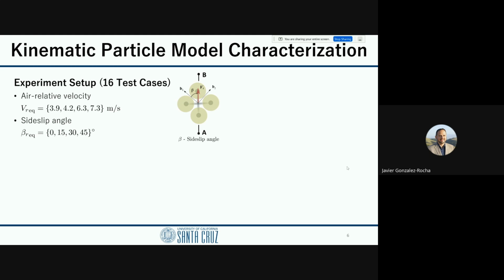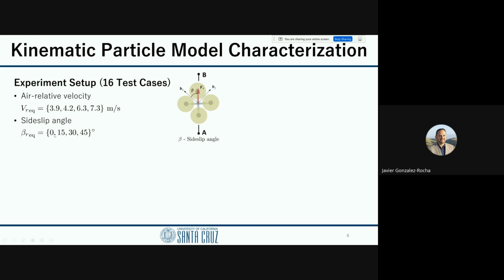So to characterize a kinematic particle model, you can either do a wind tunnel experiment, like the ones that I mentioned, or in the absence of a wind tunnel, what I did was I went out on a day where the winds were relatively calm, and I flew transects from point A to point B. Point A and point B were about 100 meters apart. And so I varied the aircraft's velocity. So I went from 3.9, almost 4 meters per second, all the way up to 7.3 meters per second.